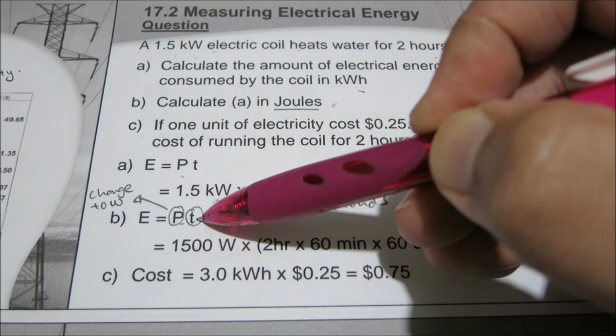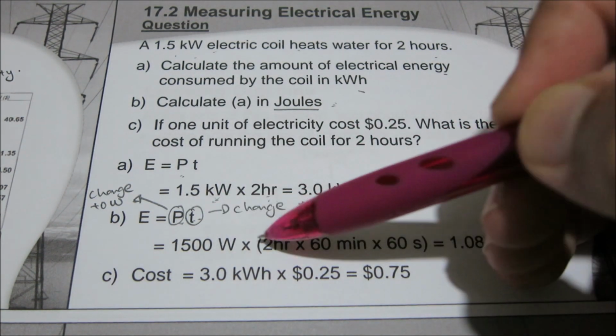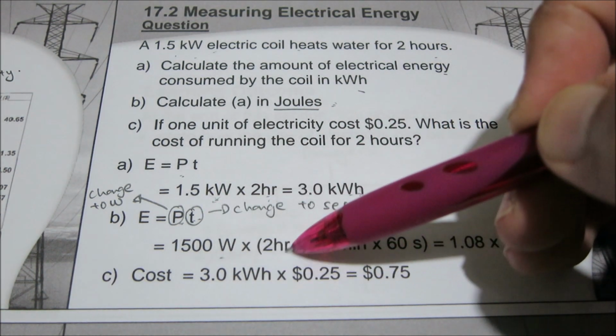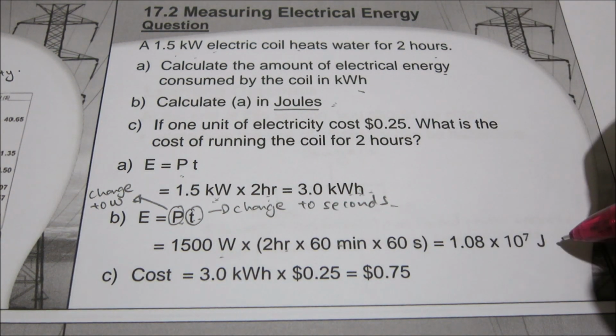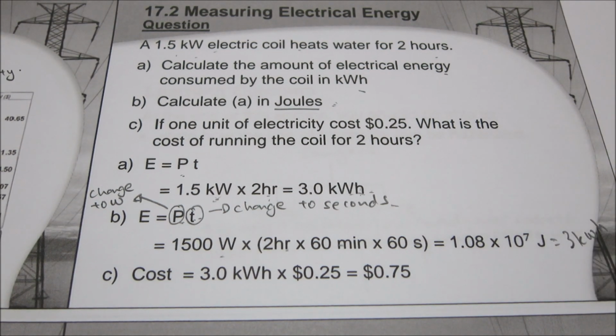And time, instead of leaving it in hours, you change it to seconds. So it's 1500 times 2 hours, 60 minutes for an hour, 60 seconds for each minute. And you get this amount. So this is exactly equal to 3 kilowatt hours.